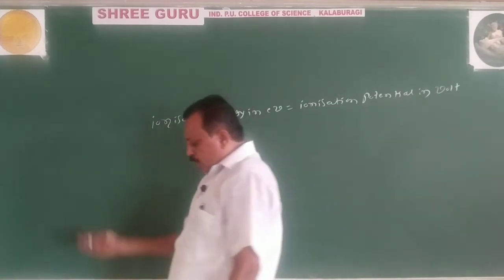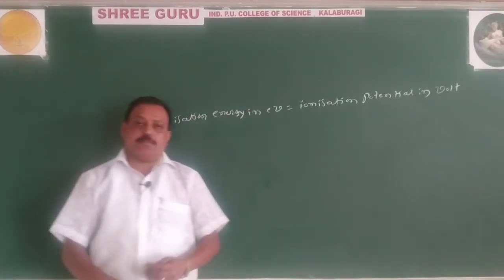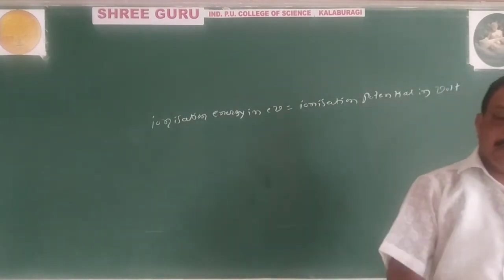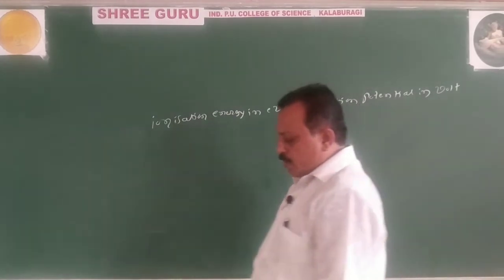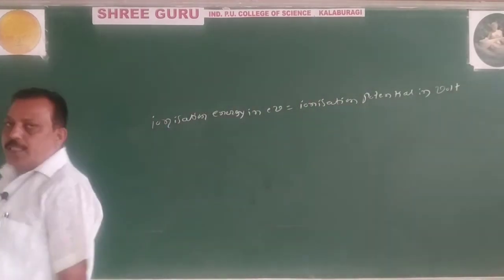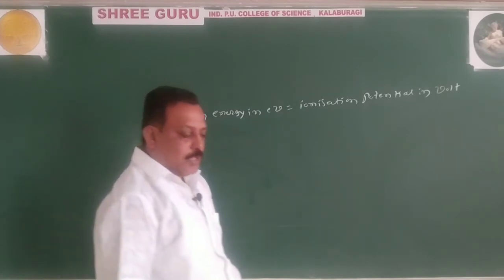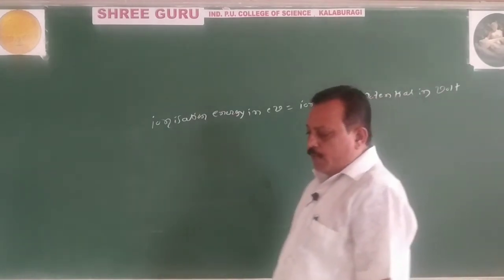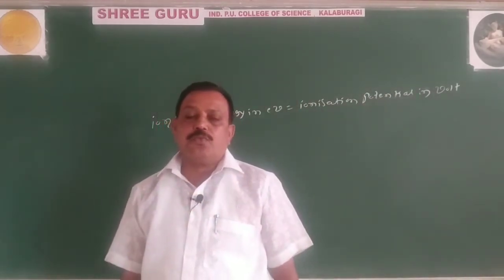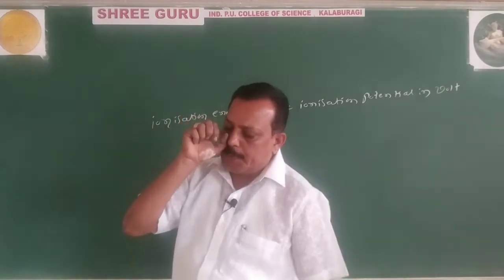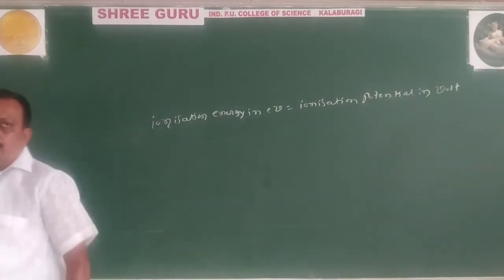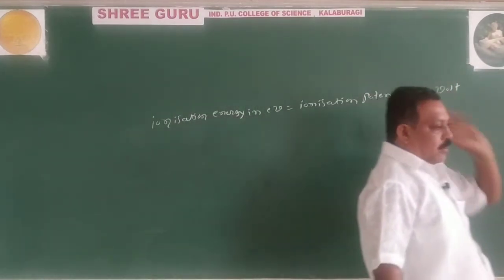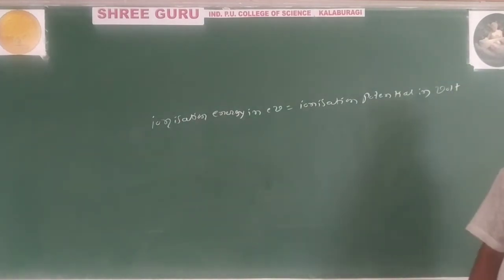Similarly, the removal of the electron completely from an atom is called ionization. The amount of energy provided for an electron to completely remove from the orbit is known as ionization energy, measured in electron volt. The minimum accelerating potential provided for an electron to remove completely from an atom is known as ionization potential. Ionization energy in electron volt is equal to ionization potential in volt. Now this is our basic concept.